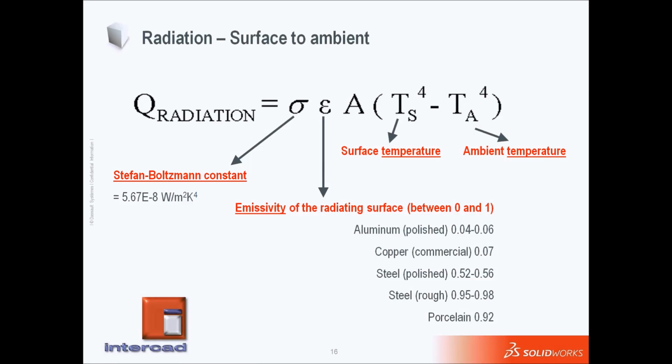Q radiation of a surface to ambient could be formalized by sigma, which is the Stefan-Boltzmann constant, and the other variable is the emissivity of the radiating surface, which varies between 0 and 1. Different materials have different values. Then the cross-sectional area, again normal to the heat transfer direction. Temperature of the surface to the power of 4, and temperature of the ambient to the power of 4.